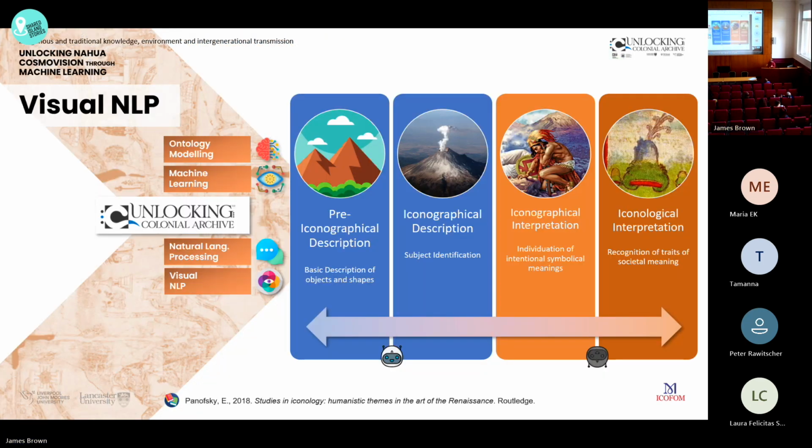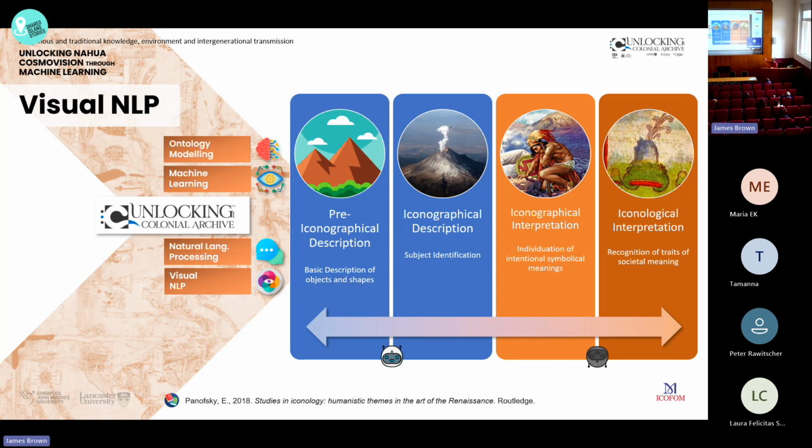So there are different challenges when you try to deconstruct iconographic content. On a first stage we have the pre-iconographical description, which is where you just describe things: shapes, basic shapes. And then you have the iconographical description. The vast majority of machine learning tools, of artificial intelligence, this is where they're great at.